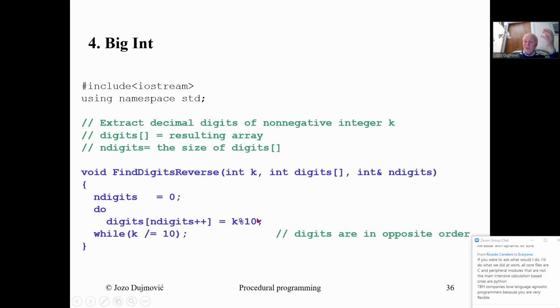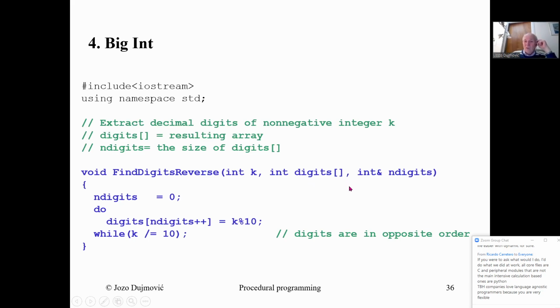So put last digits in this n digits. Increment n digits and stay in the loop as long as you have digits. So k must be k divided by 10. I reduce that by 10. And by doing this, I have 1, 2, 3, 4 lines of code. With these 4 lines, I'm creating this array of digits.